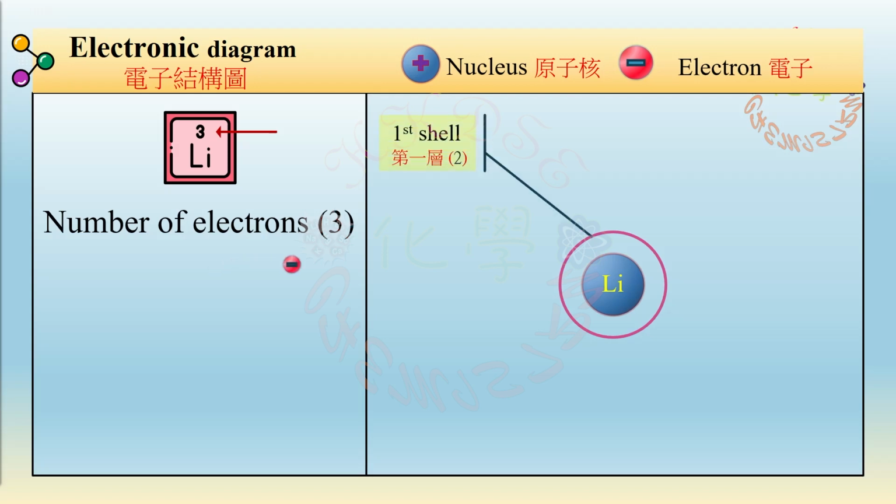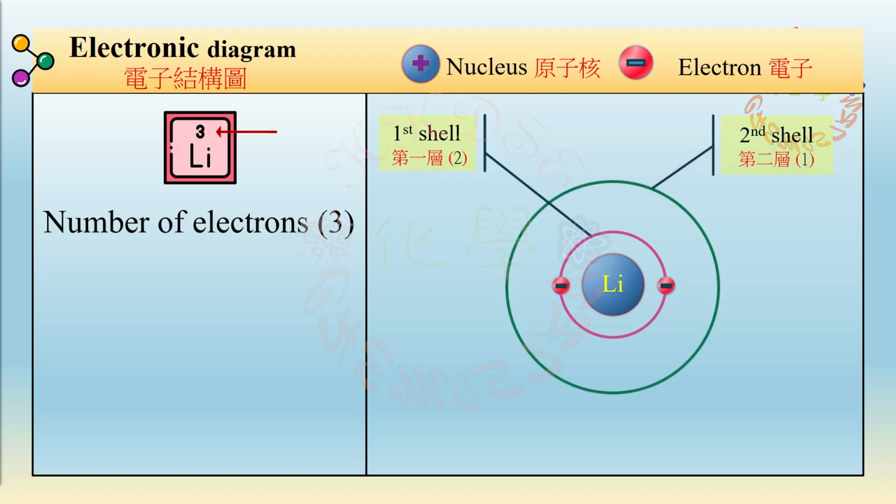So, we put the first electron into the first shell, and the second. However, this shell can only contain a maximum of 2 electrons. That's one of the rules that you need to remember. The third electron, therefore, must go into the next shell, which we draw as a larger circle around the outside of the first, and that completes the electronic configuration of a lithium atom.